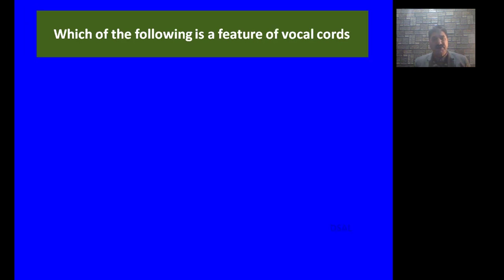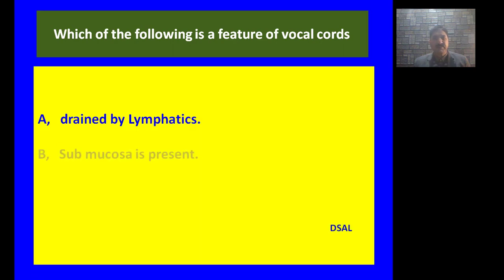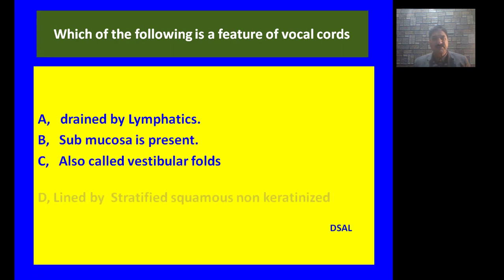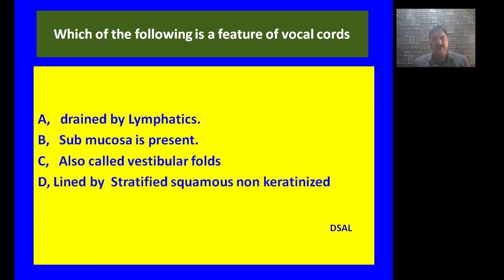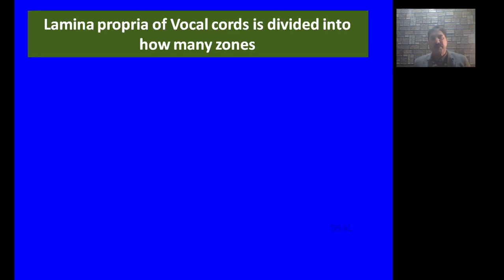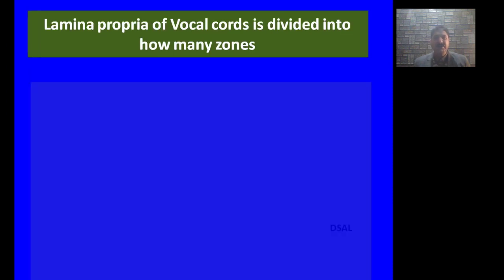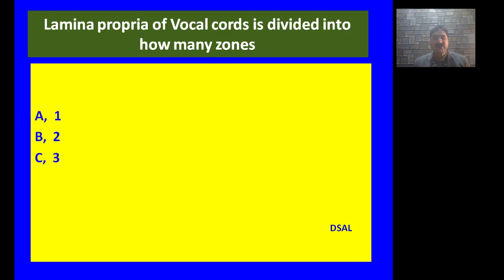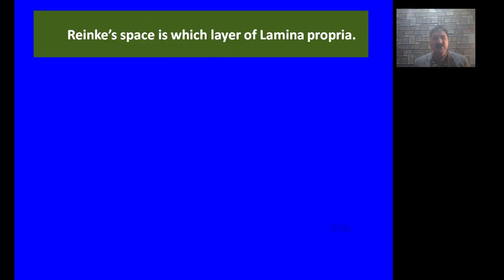B is the wrong option. Which of the following is a feature of vocal cords? They are drained by lymphatics. Submucosa is present. Also called vestibular folds. Lined by stratified squamous non-keratinized epithelium. Lamina propria of vocal cords is divided into how many zones? 1, 2, 3, 4. C is the correct option.